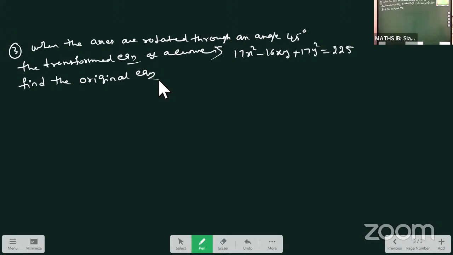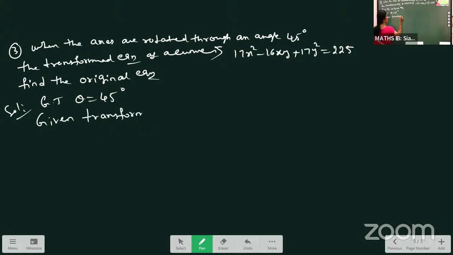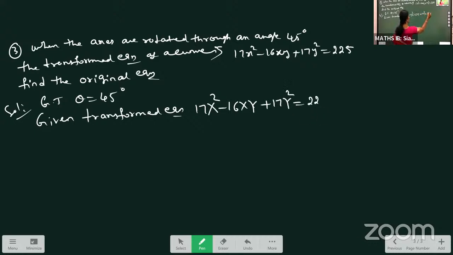The same again. What is given? Angle 45 degrees is given and the transformed equation is given. He is asking for the original equation. So the solution: given that theta is equal to 45 degrees and given the transformed equation. Which equation is it? It must be in capital letters: 17x square minus 16xy plus 17y square is equal to 225.